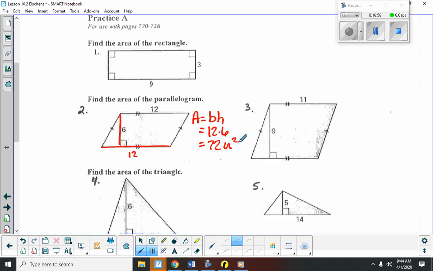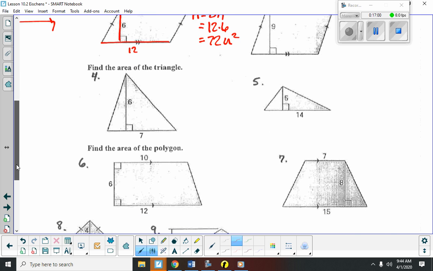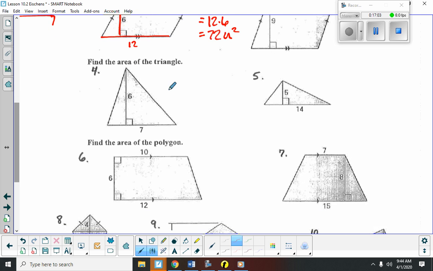All right, next we have an area of a triangle. That's 1/2 the base times the height, or base times height divided by 2. So here, your base is 7, and your height is 6. So that would be 42 divided by 2, which is 21 units squared.